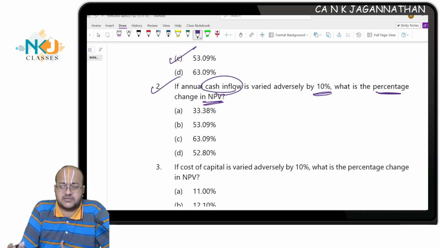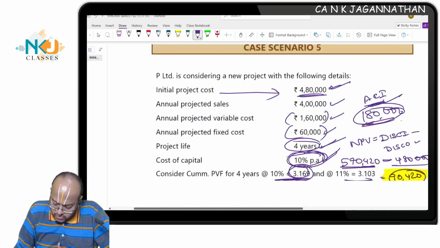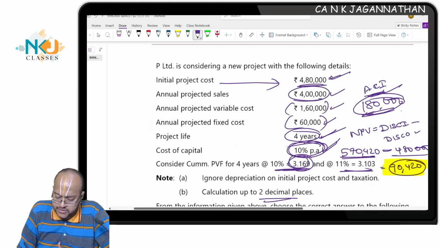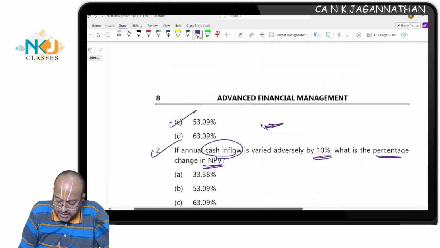Now, here depreciation is assumed, so we will assume the profit is the cash flow. How much is the profit? Very simple: 4 lakh minus 2 lakh 20,000. Let's check. 4 lakh is the sales, minus cost of 2 lakh 20,000, so 1 lakh 80,000 is there. This 1 lakh 80,000 is the annual cash inflow.